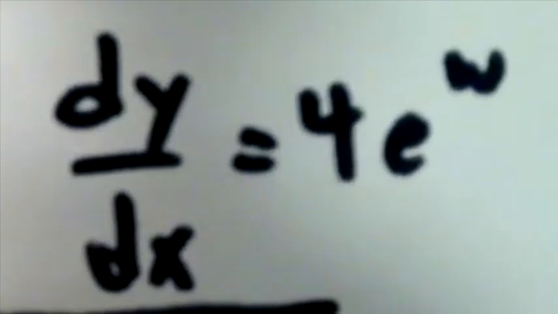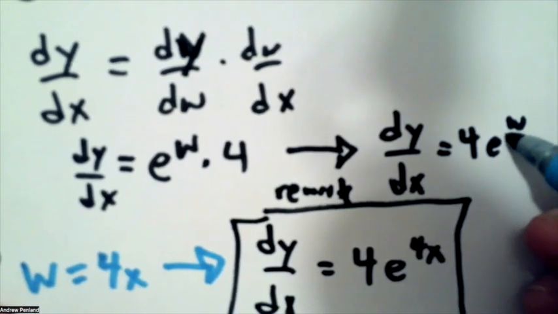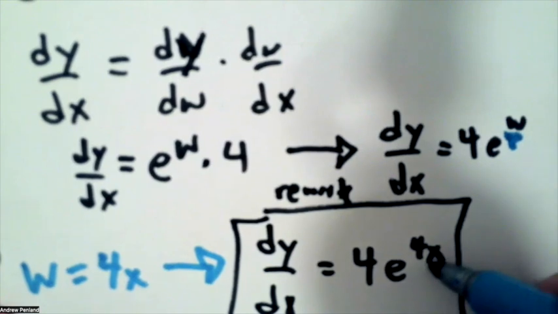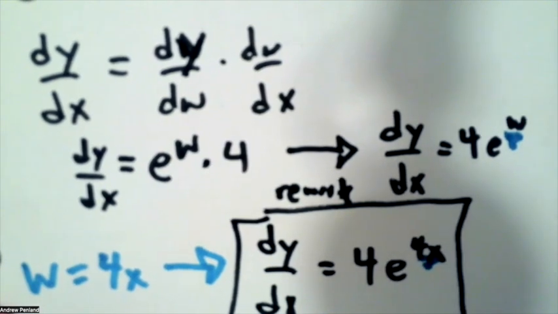We're not quite done. Since we're looking for a relationship between y and x, it's strange that we have a w lurking around, which equals the 4x that we initially defined. Making that substitution back in gives us dy dx is equal to 4 times e raised to the 4x.